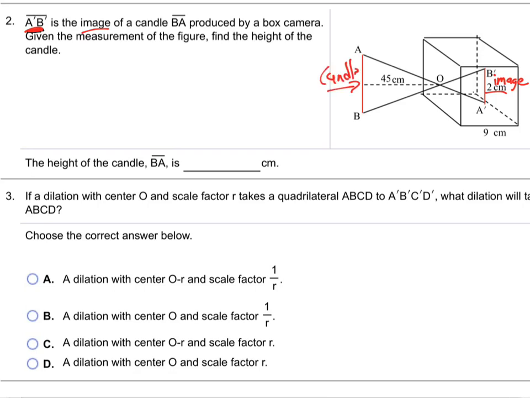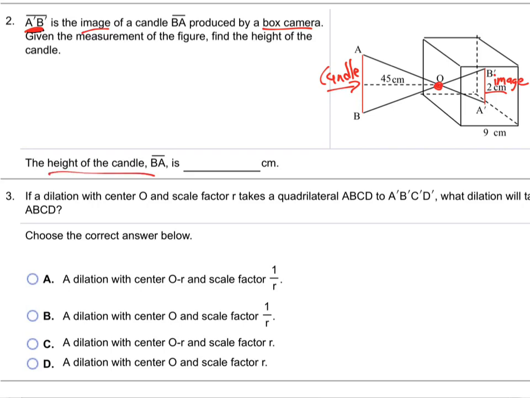This is the original candle produced by a box camera. This is how a box camera works. So it's a little camera. Here's the little lens right there. And it lets the light through, and it produces the image on the back of the box camera. That's generally how cameras work, how they take pictures. It takes an image, which is a size transformation, which is what we're studying in this section.